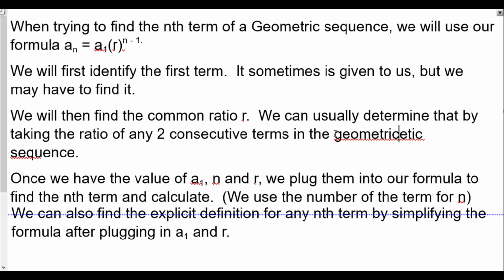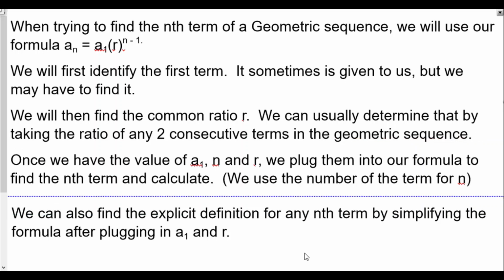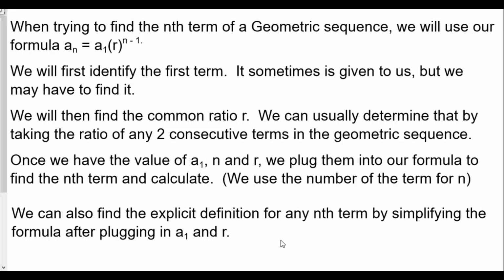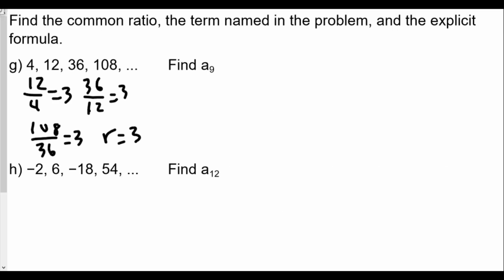Once we have the values of a1 and r, we plug them into the formula, find the nth term, and calculate. We use the number of the term for n. We can also find the definition for any nth term by simplifying the formula after plugging in a1 and r. Same as before for the arithmetic, except we have a different formula for geometric. So our formula here is a sub n equals a1 times r to the n minus 1. The simplifying part might be a little more difficult, but we'll get to that in a minute.